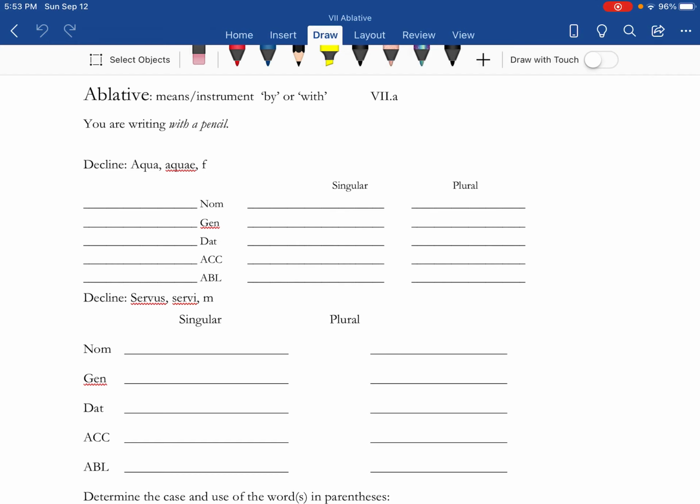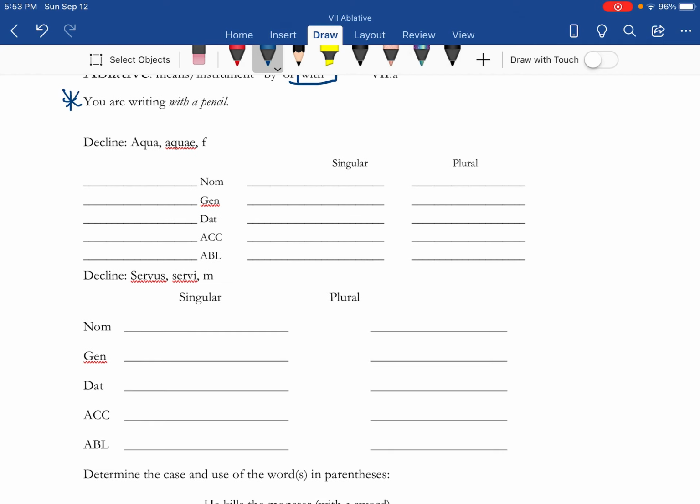So for example, right here we have you're writing with a pencil. The tool that you are using to accomplish it, that's the ablative of means or instrument. And it's usually the word with that goes for that. And we'll get more of that. We're going to put all the endings together and then do some examples in English, but let's figure out nominative.